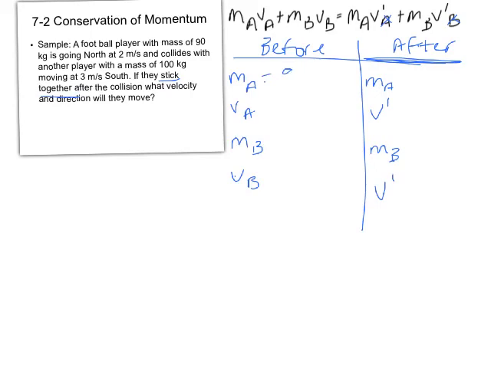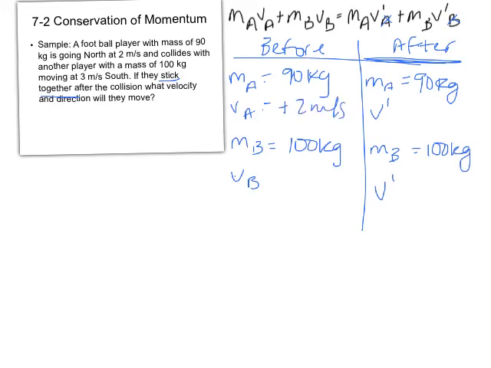So the 90 kilogram guy is going to be A, and the 100 kilogram guy is going to be B. And then VA was moving north at 2 meters per second. If you remember our discussion at the beginning of the year, north is considered a positive direction, so plus 2 meters per second. And then the other one is moving south, that's the opposite direction, so that's going to be negative 3 meters per second. And then our question is the V prime. What is their velocity afterwards when they stick together?